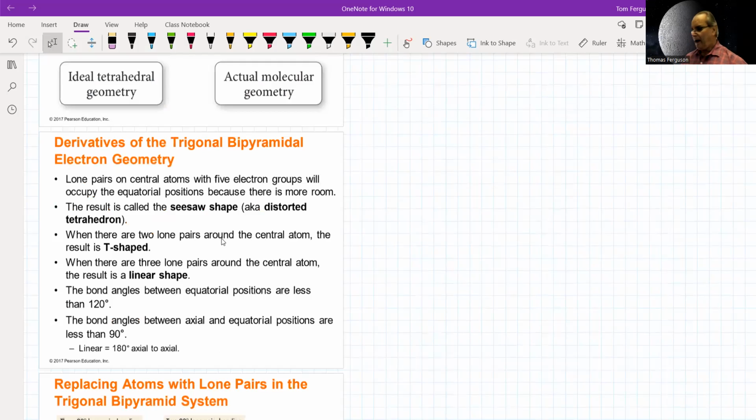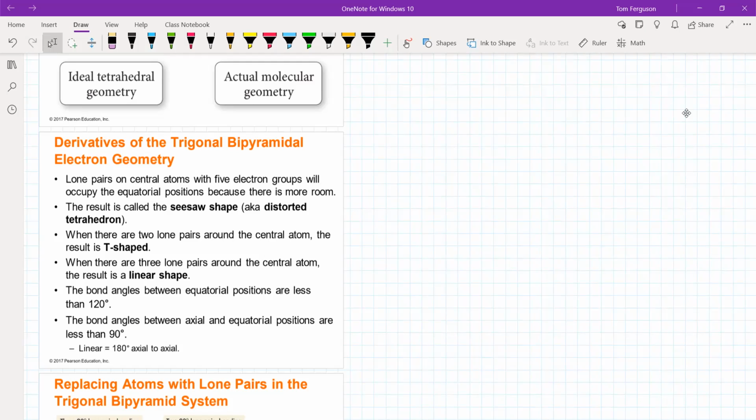Okay, what happens now if we have more than 4 electron groups? What if we have 5 and 6? Okay, the concepts we talked about are going to be the same, just more complicated because there's more combinations you can come up with in the molecular geometry part. The electronic geometry is going to be similar conceptually. There's just more combinations we can come up with.